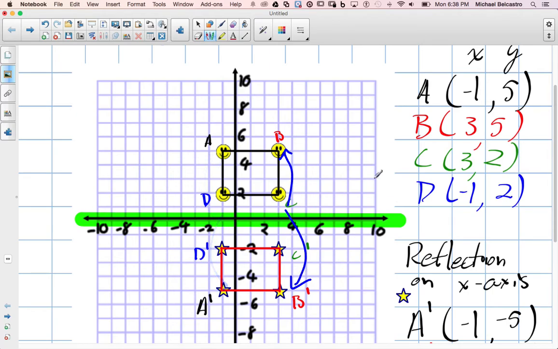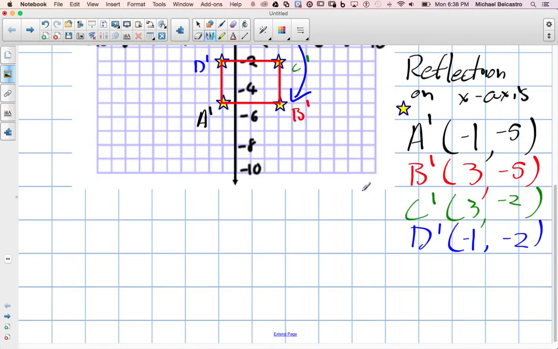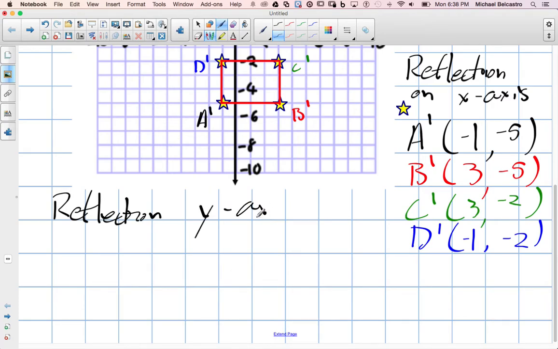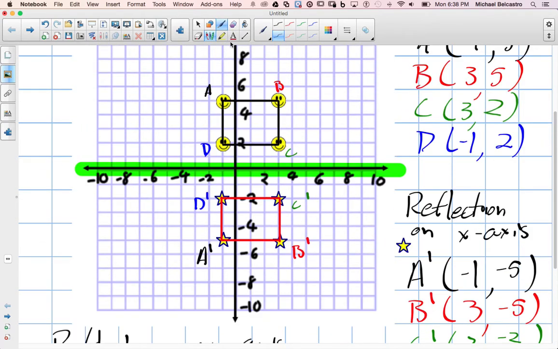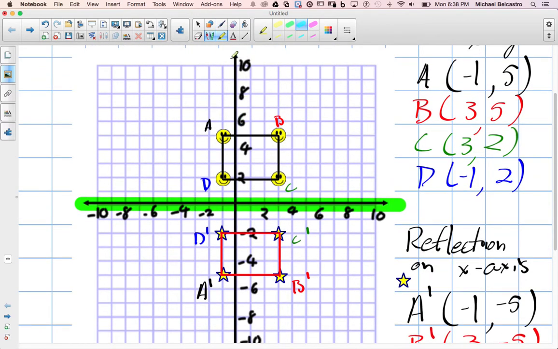Yes. Okay, now that was technically the easier of the two for this specific one. The next thing we're going to do is a reflection on the y-axis. So the y-axis is which of the axes? The vertical one. Yeah, the vertical one. And one way you can remember it is like a yo-yo. Yo-yos go up and down, right? So now we're flipping the original on the y-axis.